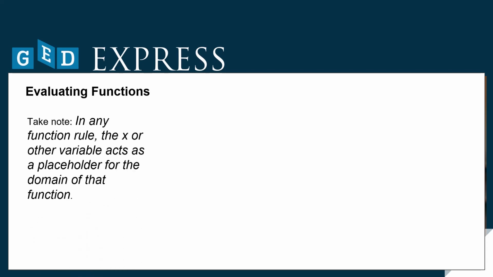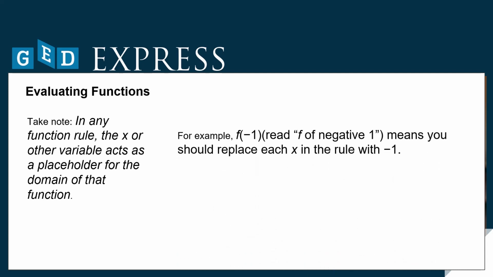Let's proceed to evaluating functions. How to evaluate a function? But before we do so, let us take note that in any function rule, the x or other variable acts as a placeholder for the domain of that function. To evaluate a function means to substitute a number for this variable. For example, f of -1 means you should replace each x in the rule with -1. Let's see using an example.